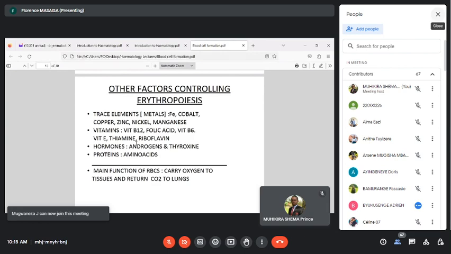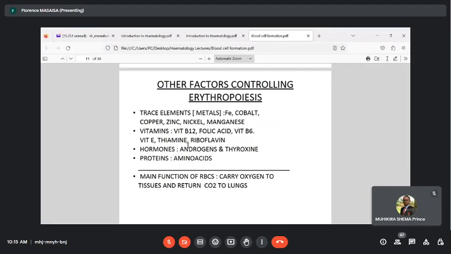So again, anemia can be due to a mechanism involving either a decrease in iron, a decrease in vitamin B12 or folic acid. So among these, the big ones affecting red cell production are mostly iron, vitamin B12, folic acid, and thyroxine, which is a thyroid hormone.